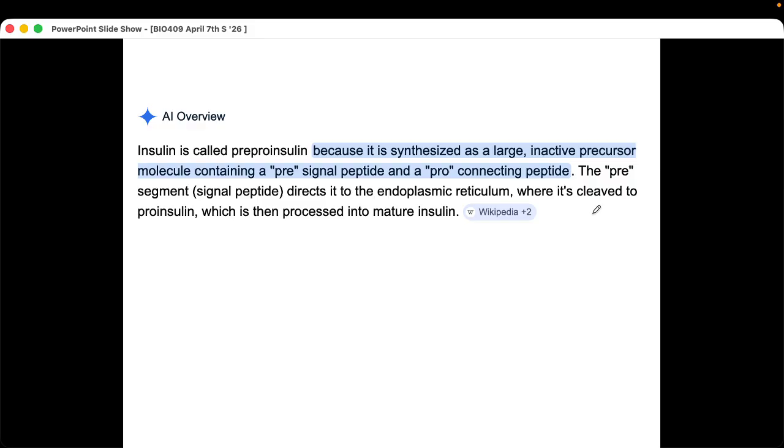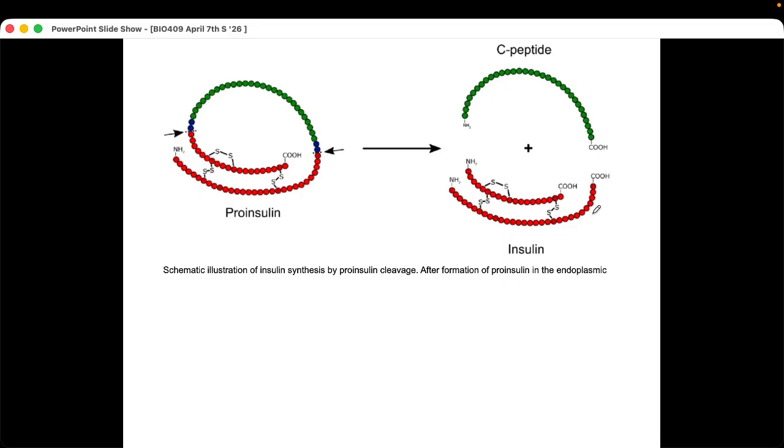It's just an extra piece, a tag, a flag to get it there. So that's the pre part. And then the pro part is that when we look at the structure of insulin, this is the pro-insulin. So pre-insulin had a little bit more signal sequence on it. The pre part got cut off. Now it's pro-insulin.